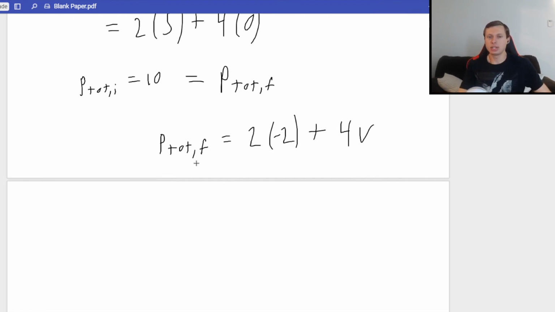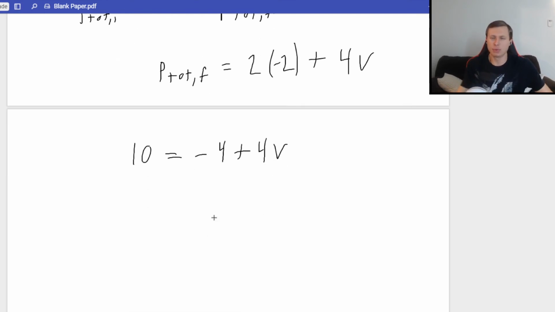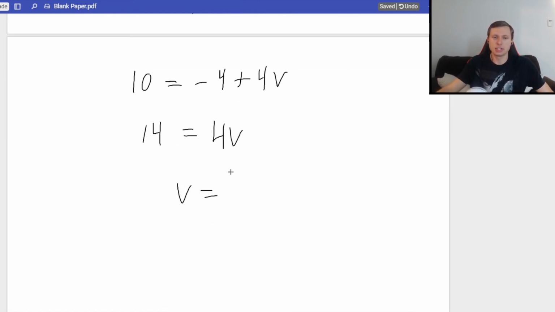So, again, we're saying these two things equal to each other. 10 equals 2 times negative 2 is negative 4, plus 4 times velocity. This will not be a round number, but it'll be close. Add 4 to both sides, you get 14 equals 4v. And then divide by 4. Velocity is going to equal, what, 3.5? 3.5, and the units for velocity is meters per second.